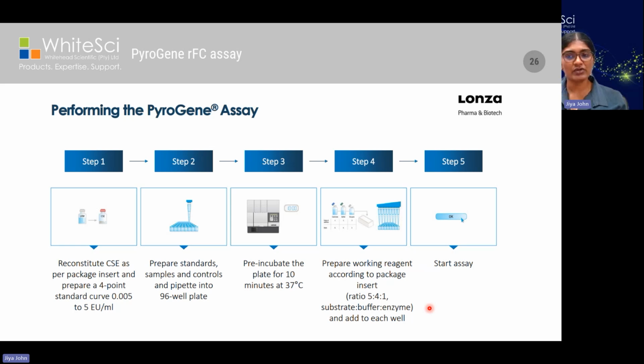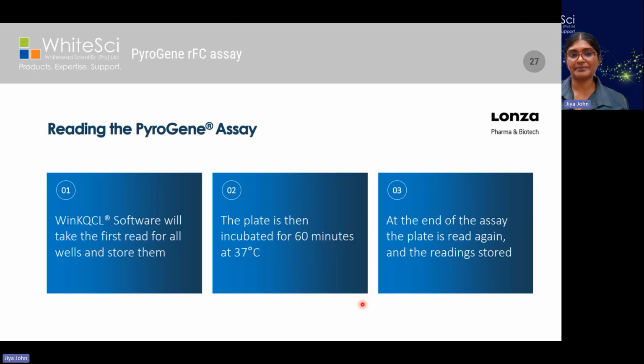You just have to follow the table found in the product insert, prepare a working reagent by mixing the substrate, buffer, and the recombinant enzyme, and then you add that to your sample, and then you start your assay. So that is the only place where you find a difference between the traditional assay and the RFC assay. So once you have set up your assay, you can let the software do the reading.